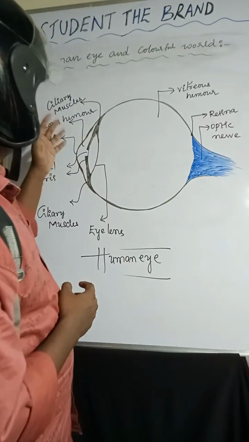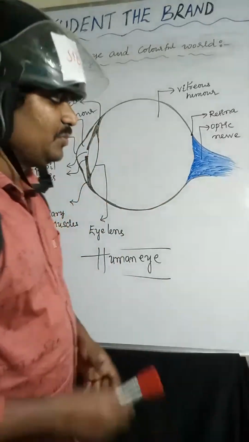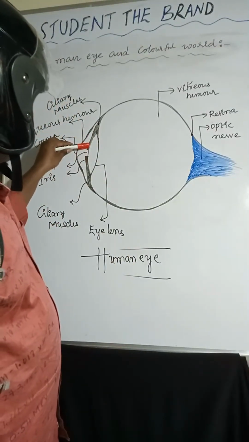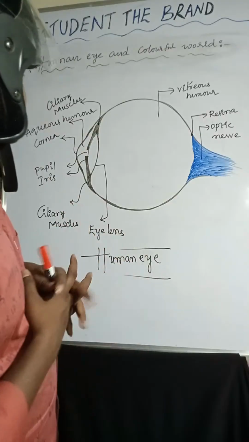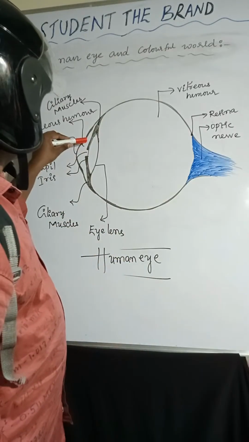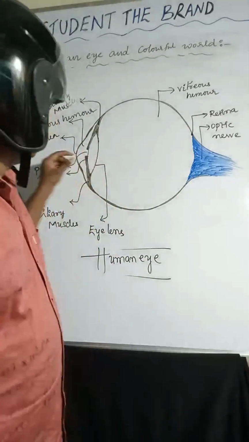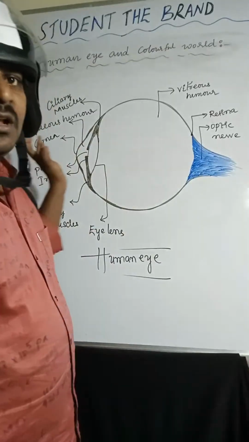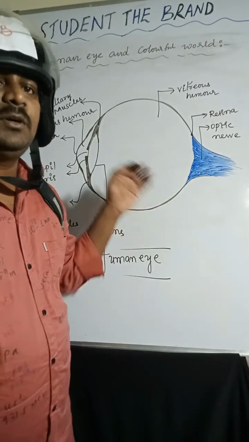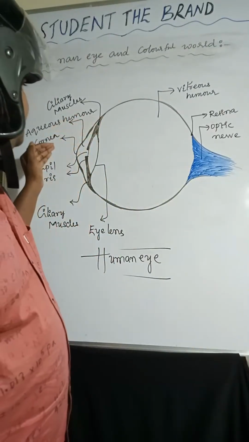Coming to the iris. The iris is a dark muscular diaphragm which controls the size of the pupil. This is the iris, this one also is iris. This gap is called the pupil. The pupil will control and regulate the amount of light entering the eye.